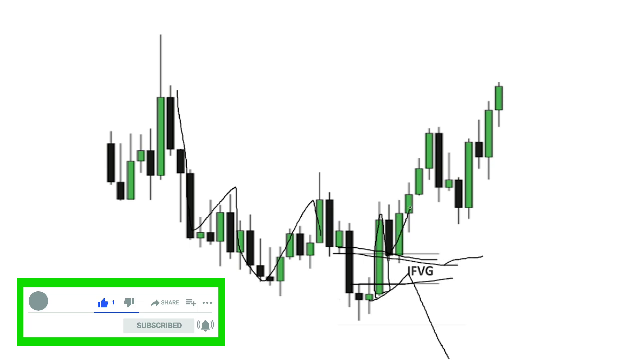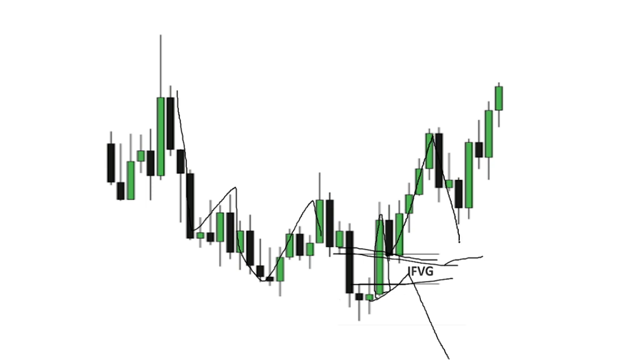Now this is what happened. The market came up, then came down again to balance this inefficiency before moving away in the new direction. So when a fair value gap fails to hold the market in the current market trend, an inversion fair value gap has taken place, and it gives you a signal of a reversal in the price movement.